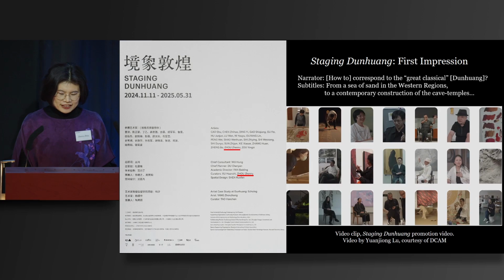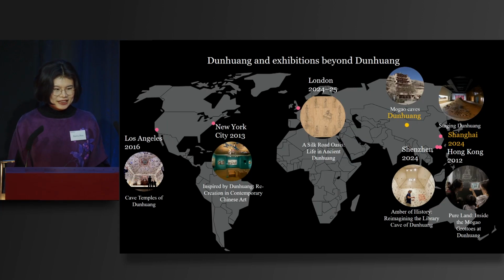And in actuality, our show faces the real question of how to do this time-space transfer from a sea of sand in the Western Regions to a contemporary reiteration or reconstruction of the cave temples. And luckily, I am involved in both the artistic creations. The show has invited 19 artists to contribute their work, and some of them have been specifically commissioned for this exhibition. On the other hand, I am also one of the members of the curatorial team, which includes the founder of the art museum, Du Chenyan, our chief consultant, Wu Hong, and our historian at the University of Chicago. So based on this teamwork, I'm going to show what it has been doing.